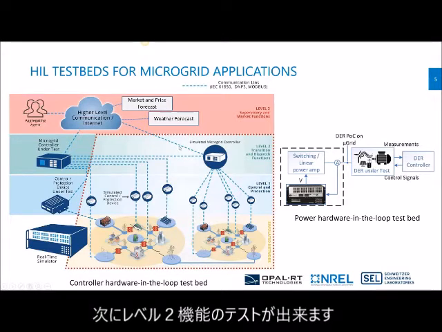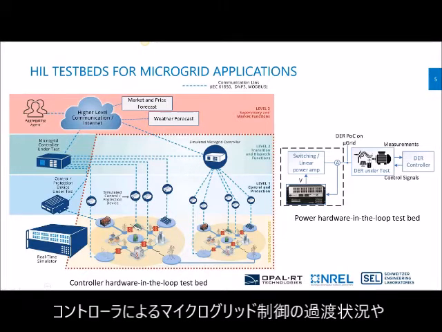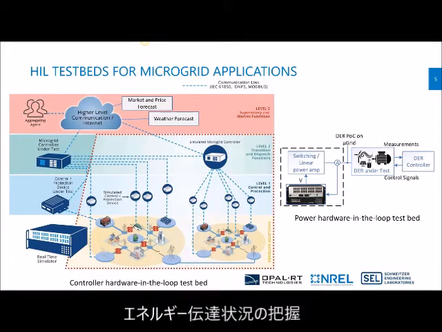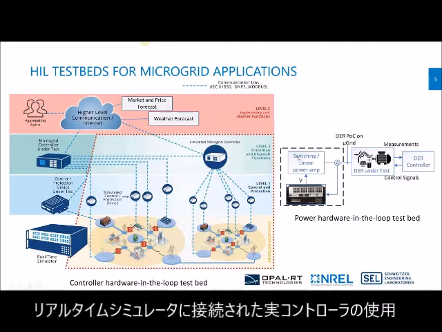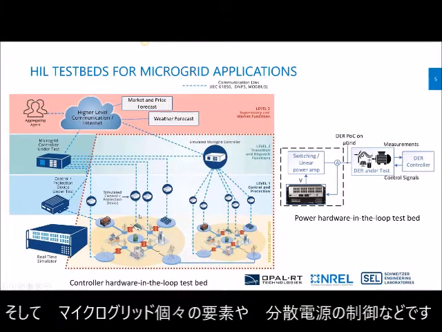Then you can also test level 2 functions, which include the transition handling of a microgrid by a microgrid controller, and the energy dispatch function. Again, you could have a simulated microgrid controller or an actual microgrid controller that connects to the real-time simulator and then controls each individual asset and DER on the microgrid.